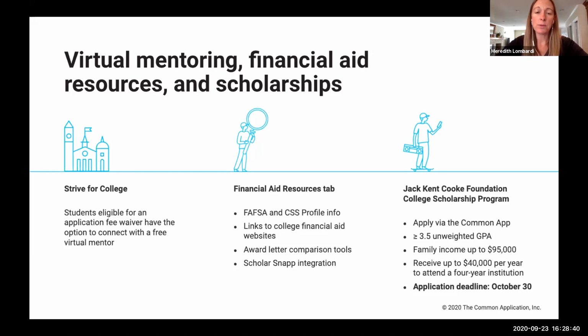In the Common App, if you saw the screenshots earlier, you'll notice there is also a financial aid resources tab. On that tab, you will be able to find information about the Free Application for Federal Student Aid. You'll get information about the CSS Profile, links to the financial aid offices at any college that's on your Common App list. There are tools there for comparing financial aid award letters. And there's also an integration with ScholarSnap, which was an initiative of the Michael and Susan Dell Foundation.